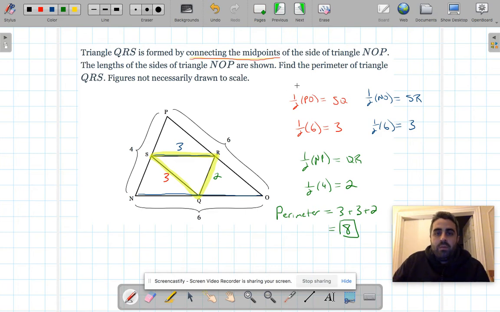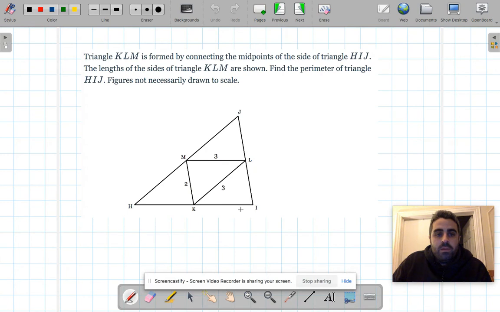All right, let's look at some more problems. So we have triangle KLM is formed by connecting the midpoints of the sides of triangle HIJ. The lengths of the sides of KLM are shown. Find the perimeter of triangle HIJ. These figures are not necessarily drawn to scale. So again, we're using the same theorem, except in this case, we're actually given the midsegment lengths, and we need to know the sides.